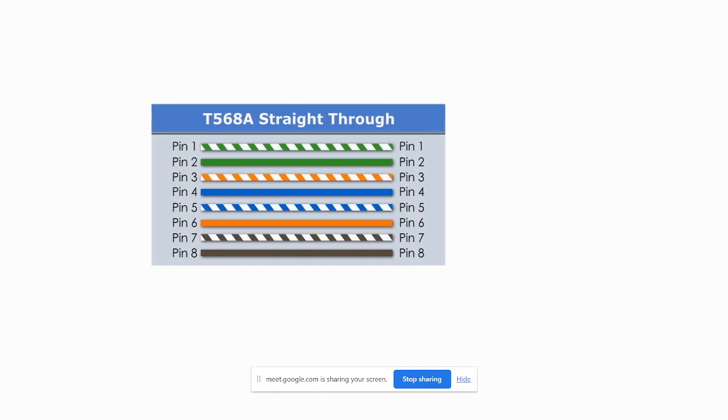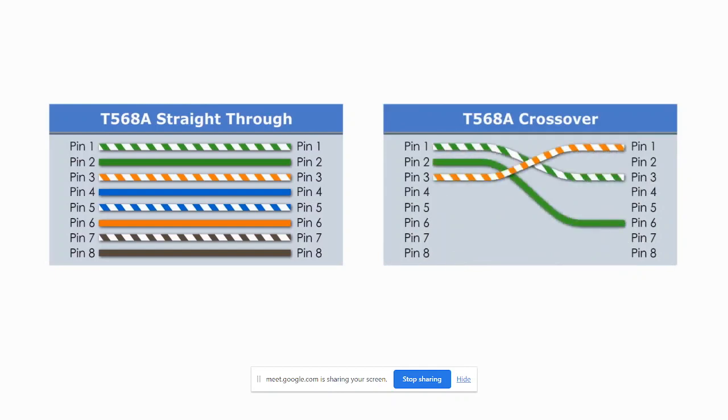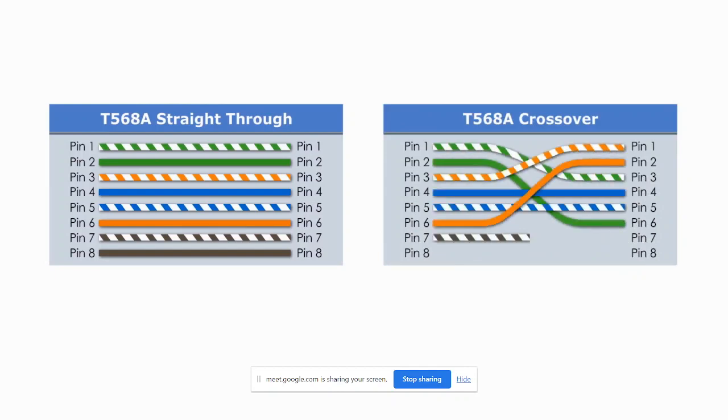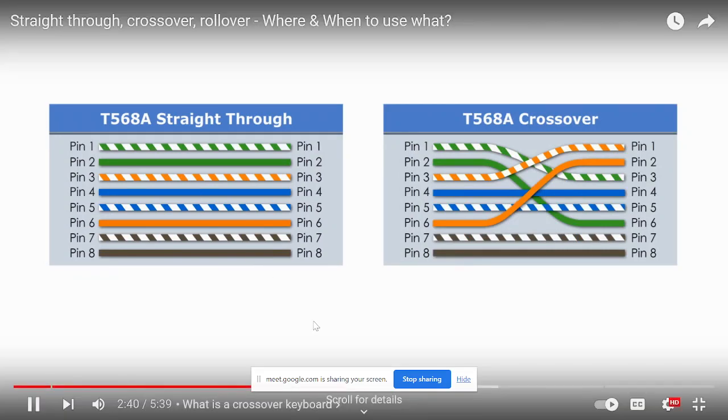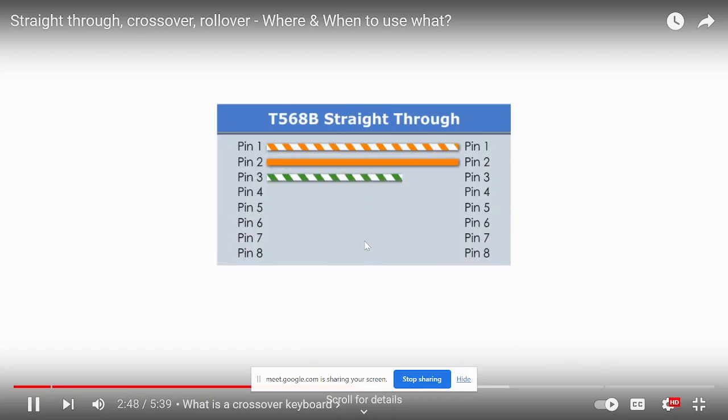A Type A crossover cable is different. One end is Type A connector and the other end is Type B connector. Specifically, green and orange color are swapped. So Type B straight-through cable has Type B.